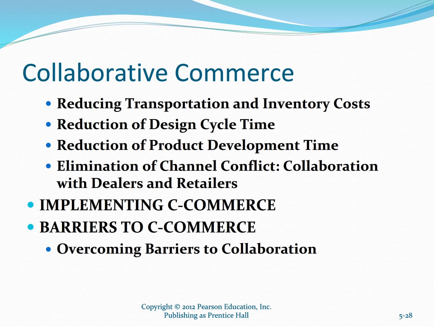Collaborative commerce has an awful lot of upside to it, including the ability to reduce transportation and inventory costs, reduce the design cycle time, reduce the product development time, and eliminate channel conflict through collaboration with dealers and retailers. As far as implementing C-commerce, there's a number of examples out there. Some of them are more current than others, but there's Dell, Cisco, and HP, for example. And all these, at one point or another, have used collaborative commerce strategically to enable sophisticated business models, while at the same time being able to transform their value chains and provide value to consumers in ways that other organizations have found difficult to duplicate.